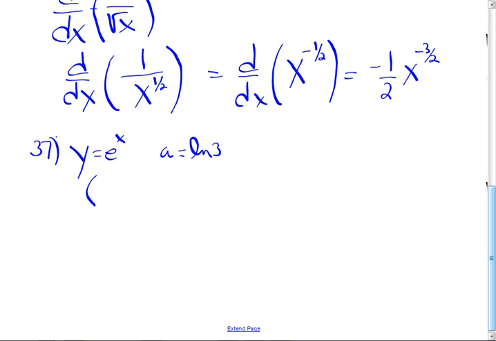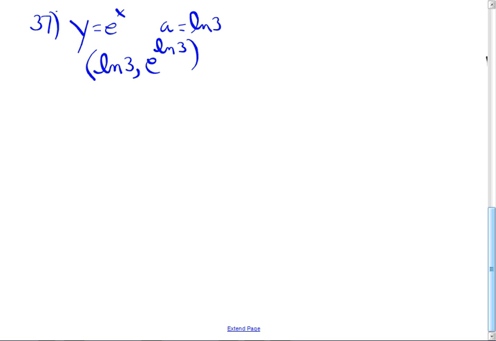And I want the equation of the tangent line. Well, if the x-coordinate is the log of 3, what's the y-coordinate? It's e to the log of 3. Now, we haven't reviewed logs. But does anybody remember what e to the log of 3 is? It's just 3. Exponentials and logs undo each other. So this is log of 3, comma 3.